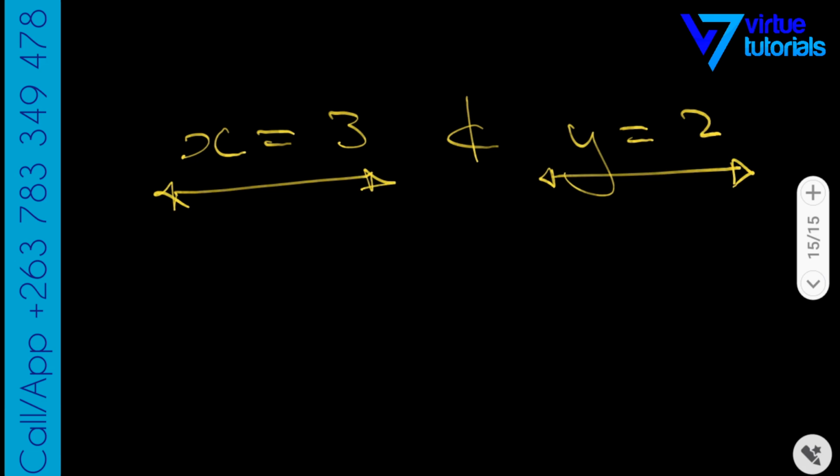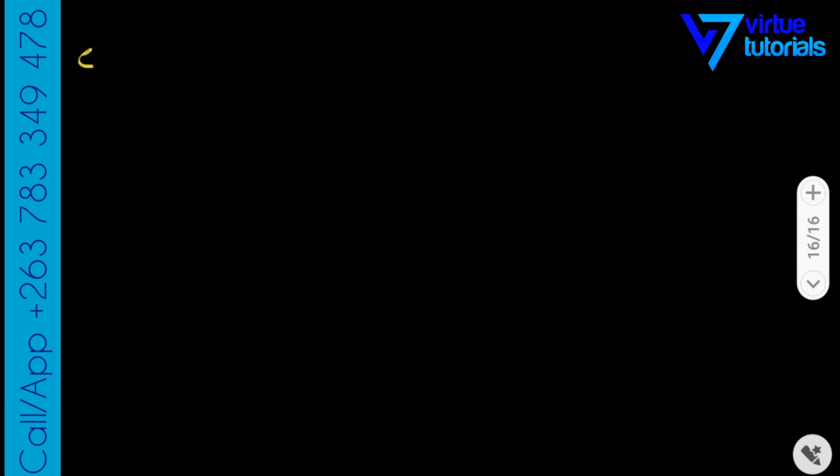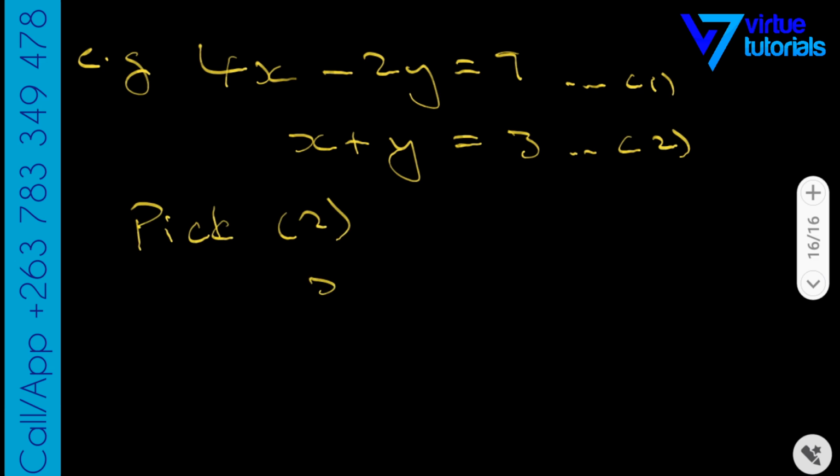That's the substitution method. Now let's try the other example, just to strengthen our understanding. We have 4x minus 2y is equal to 9. We have x plus y is equal to 3. So that's equation 1. That's equation 2. Again, pick any one of the equations, right? And make one of the variables subject of the formula, right? So now I can pick equation 2, where I have x plus y is equal to 3, and I can make my y the subject. So y is equal to 3 minus x.